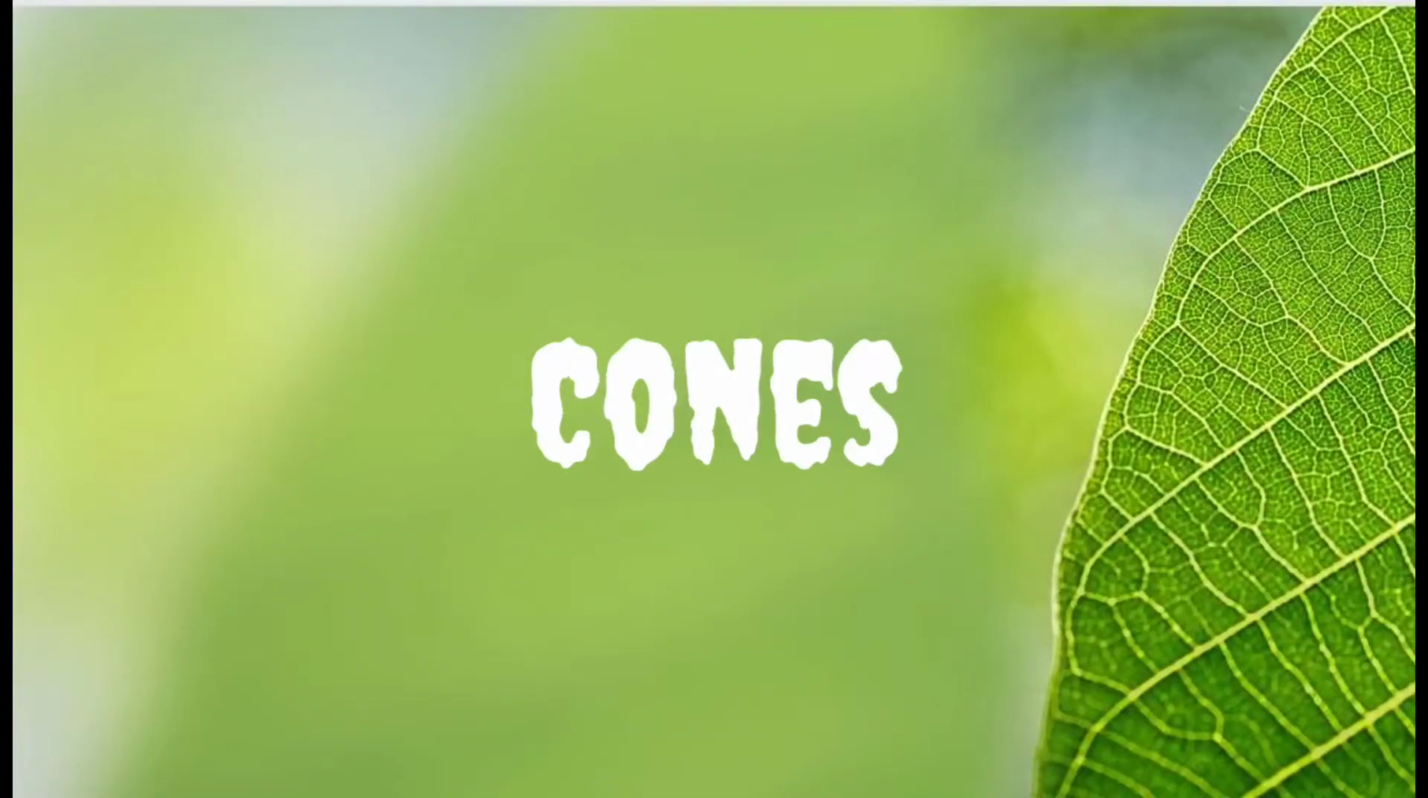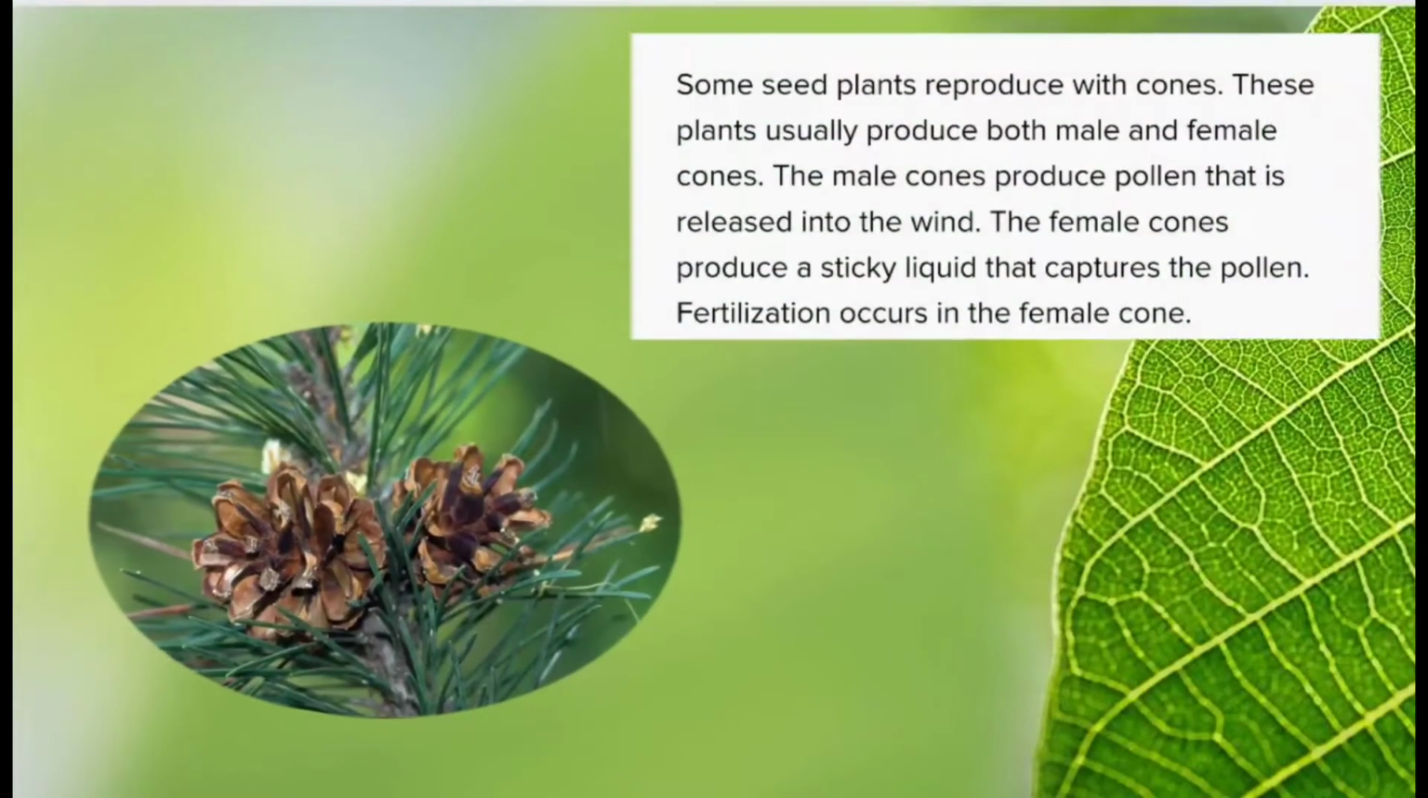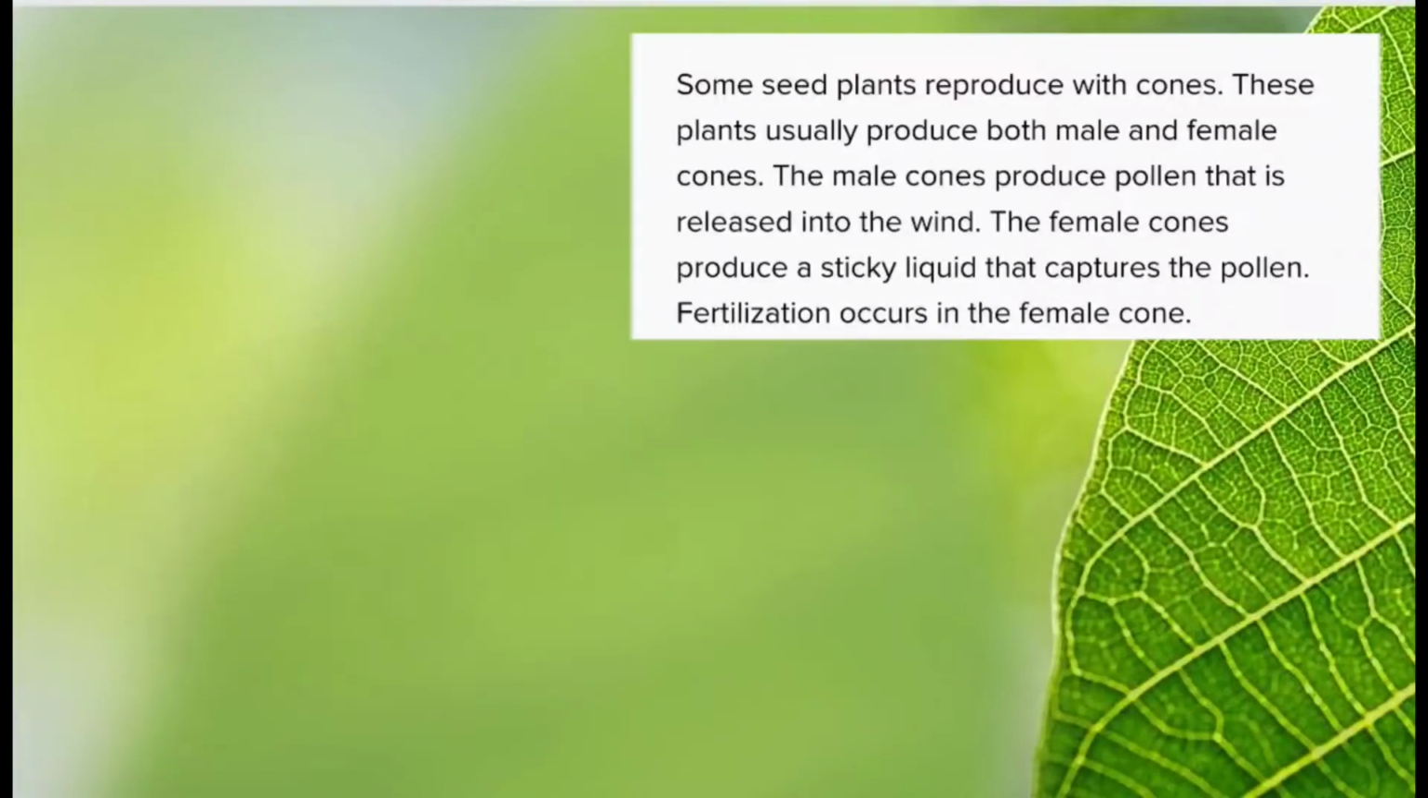Cones. Some seed plants reproduce with cones. These plants usually produce both male and female cones. The male cones produce pollen that is released into the wind. The female cones produce a sticky liquid that captures the pollen. Fertilization occurs in the female cone.